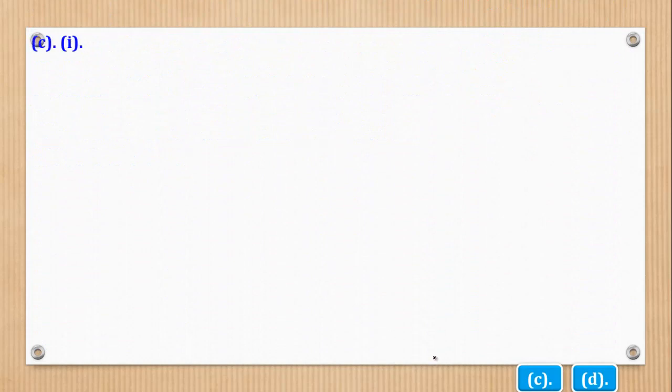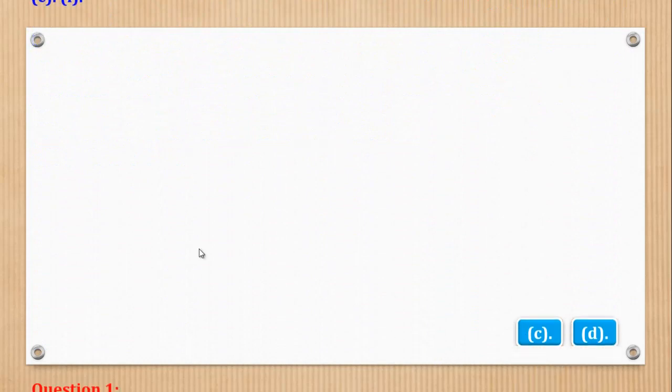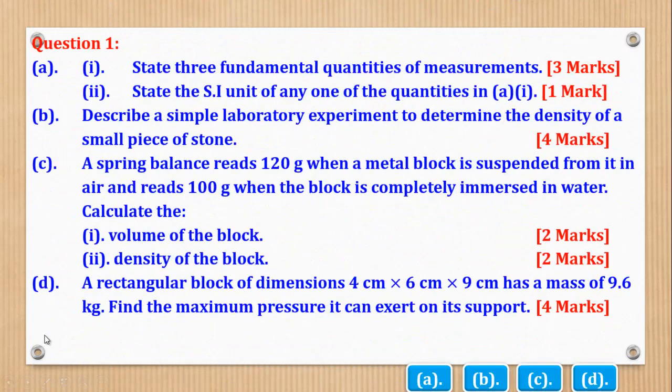So now we shall go to part C. Part C says, a spring balance reads 120 grams when a metal block is suspended from it in air, and reads 100 grams when the metal block is completely immersed in water. Calculate Roman 1 the volume of the block and Roman 2 the density of the block.